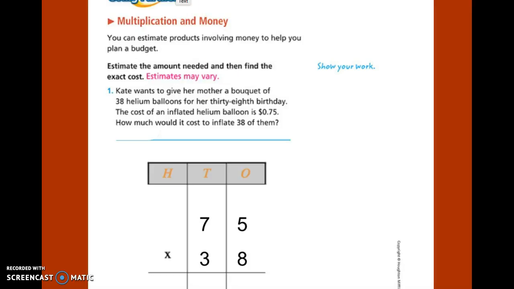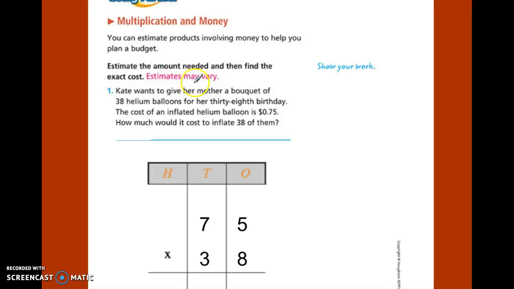So first, let's read the problem. It says, Kate wants to give her mother a bouquet of 38 helium balloons for her 38th birthday. The cost of an inflated helium balloon is 75 cents. How much would it cost to inflate 38 of them?